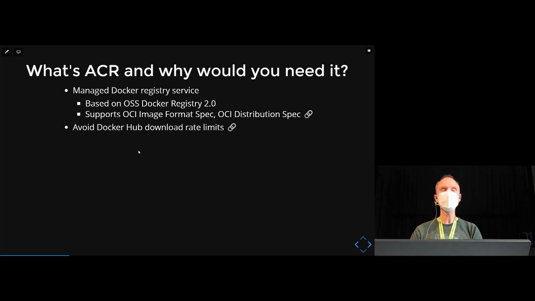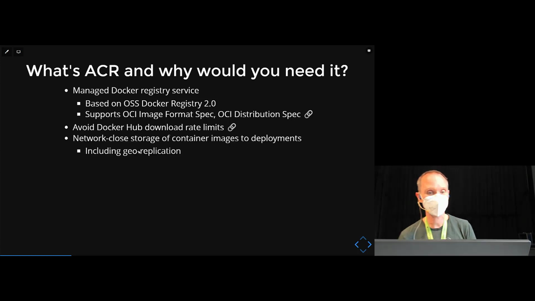So why would you need an ACR? Well, one thing is that the Docker Hub has download rate limits. You might be aware of them, maybe you are not, it depends. If you run your own container registry, you don't have those limits at all because this container registry belongs to you. That's the first thing.